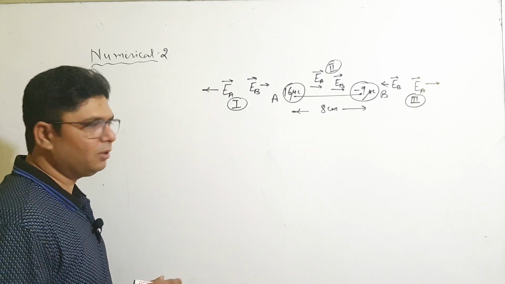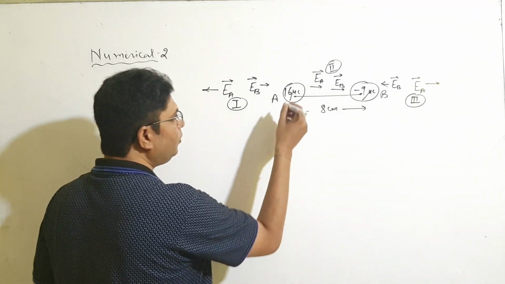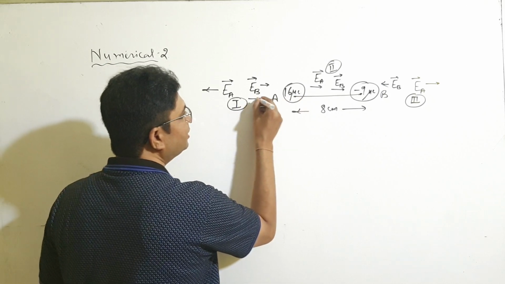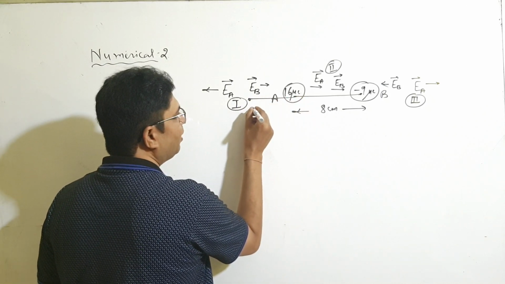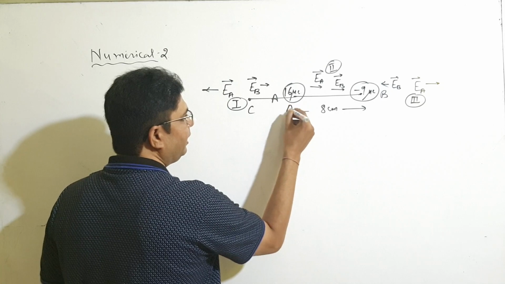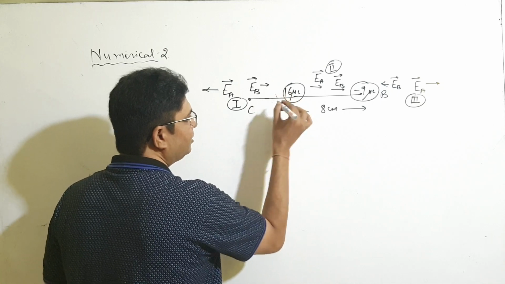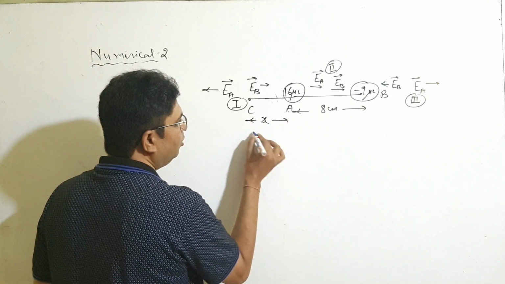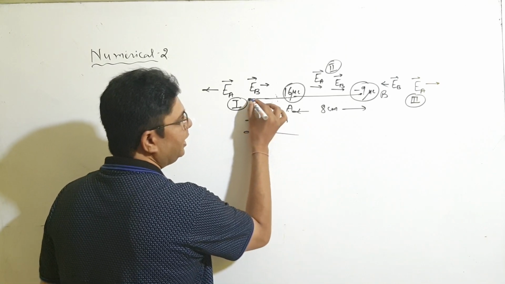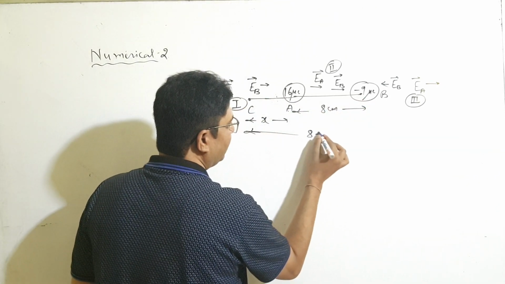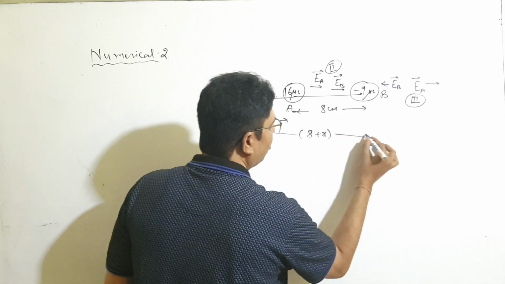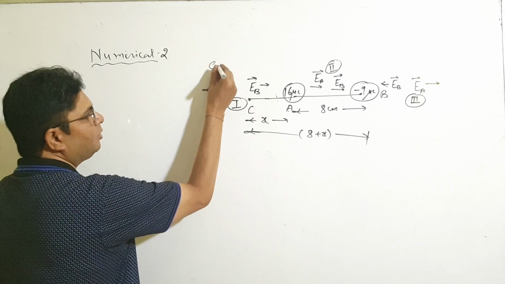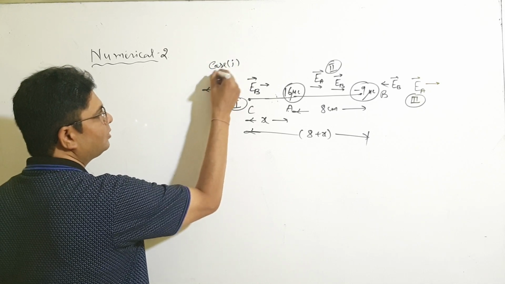Let us solve it. So what will we do? We will produce this line towards this side. This is said to be a point C, where electric field is 0. Let the distance from A to C be x. So from C to B is 8 plus x. Now it has two cases. You are dealing with case 1.